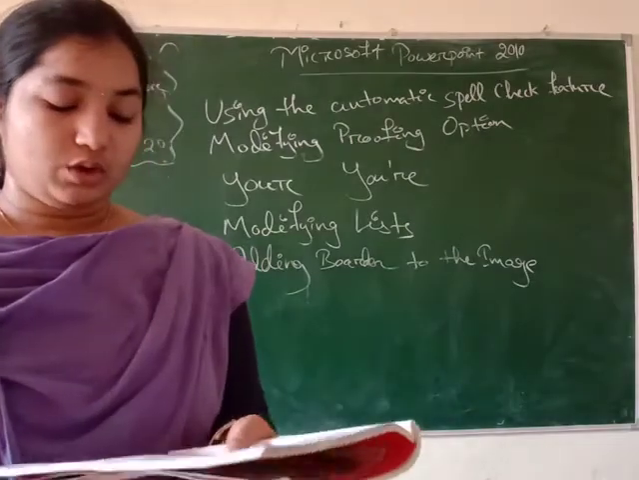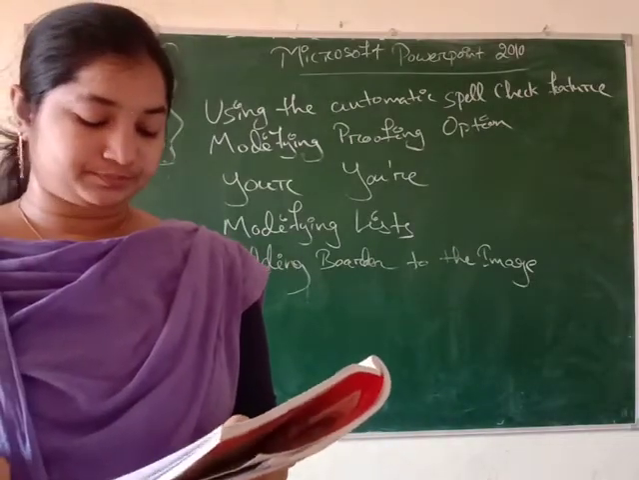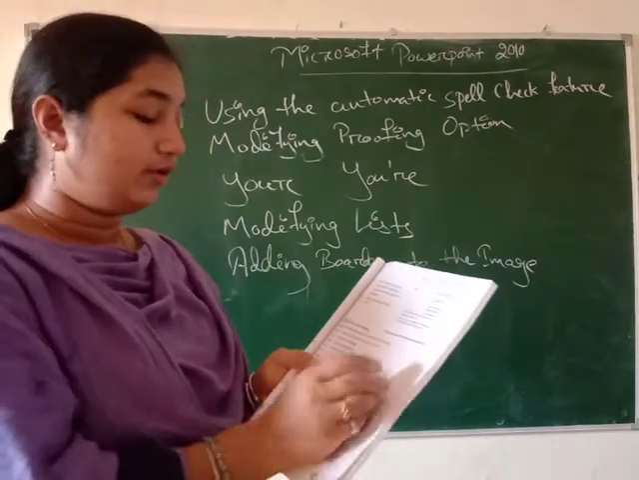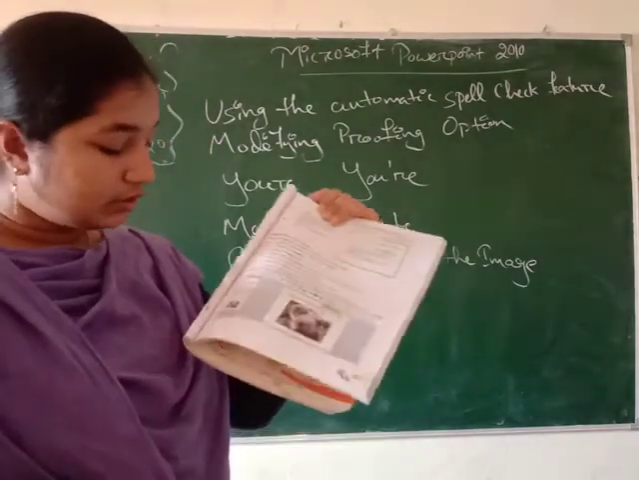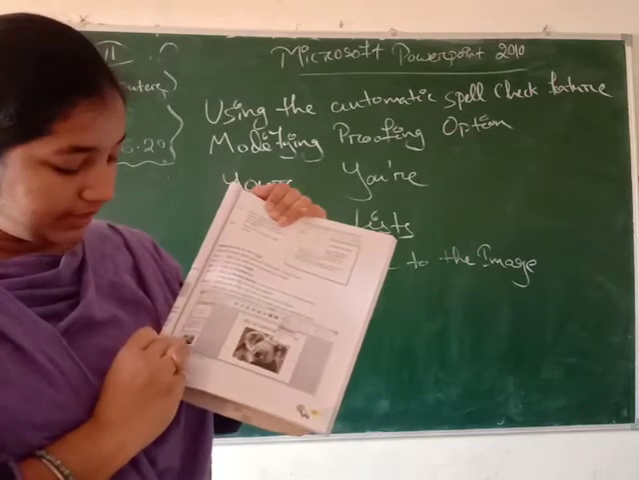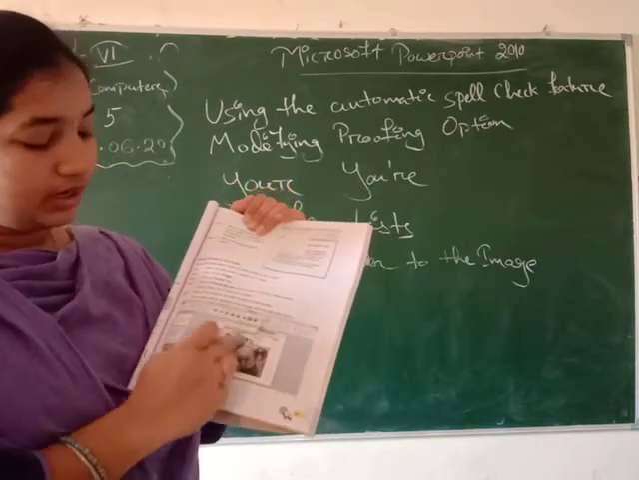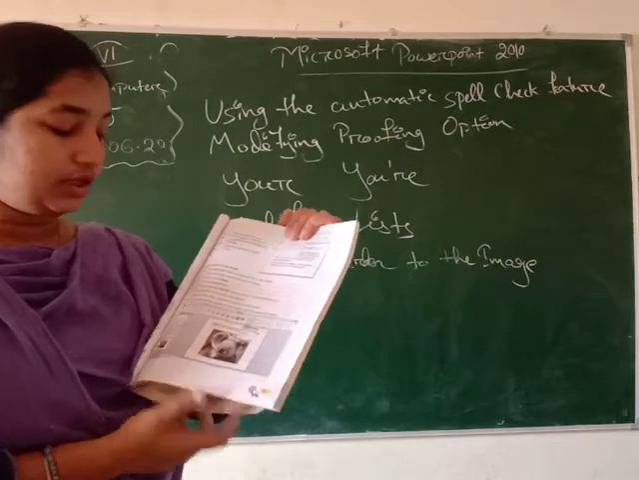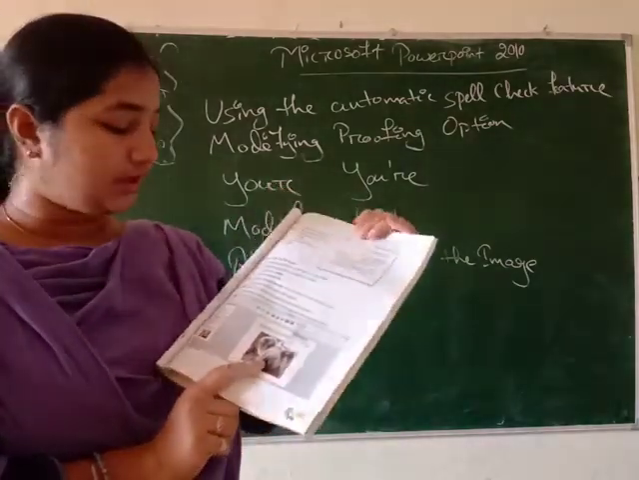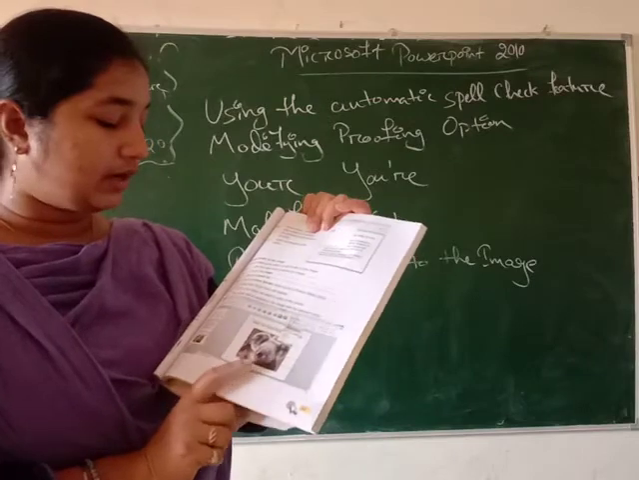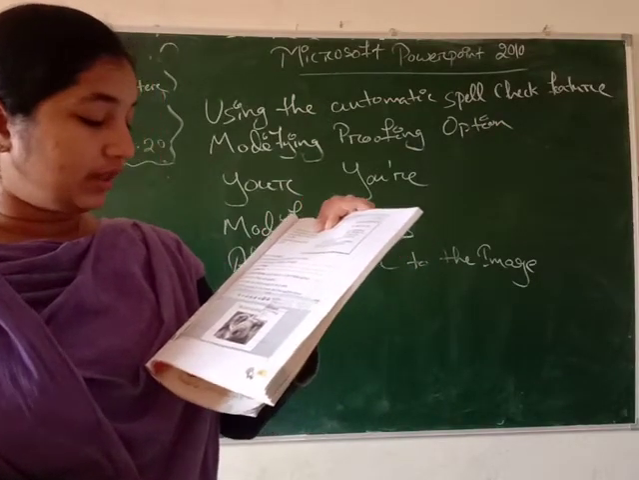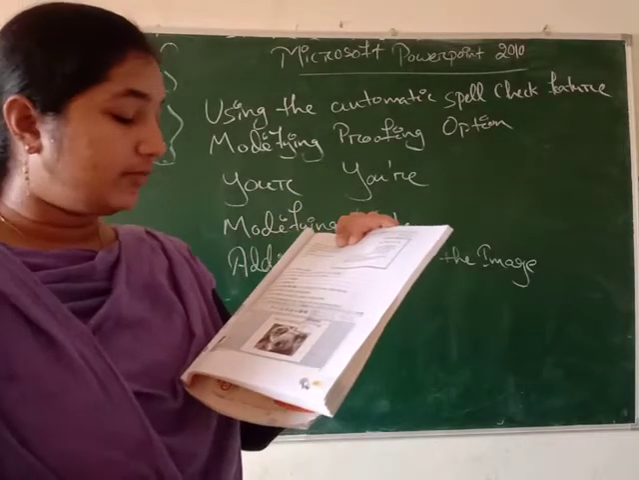For that, we have to follow some steps. First we have to open the slide which contains an image. You can see in this picture, the third slide contains one picture, and after that we have to click on the image. After clicking on that, click on the format tab.